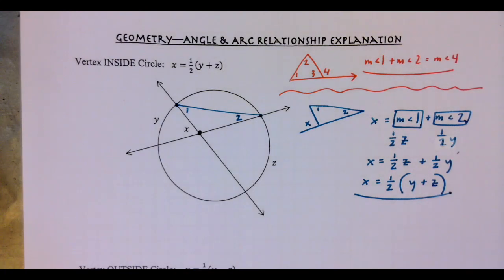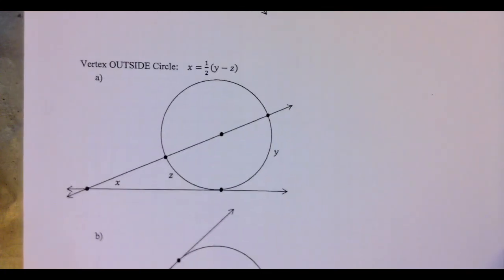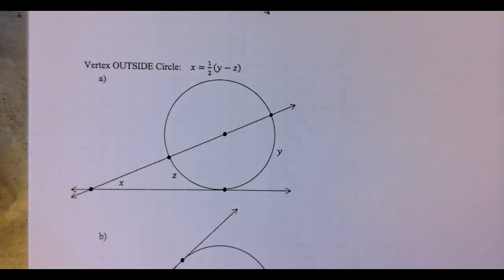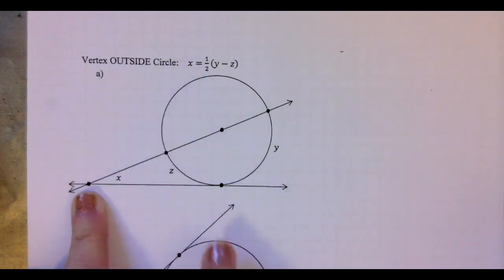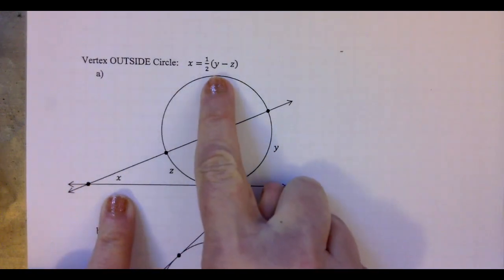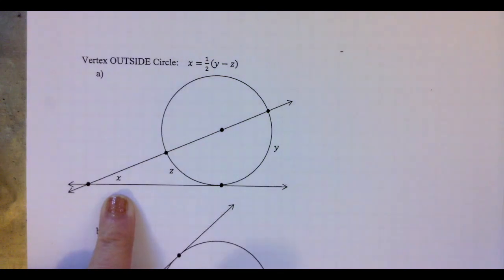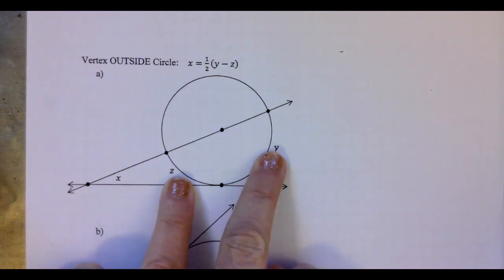Okay, next one I want to prove to you is this one. So how about when the vertex is outside of the circle, right? I've already told you that right here, if this vertex is outside of the circle, this angle is half the difference between the two intercepted arcs here and here.